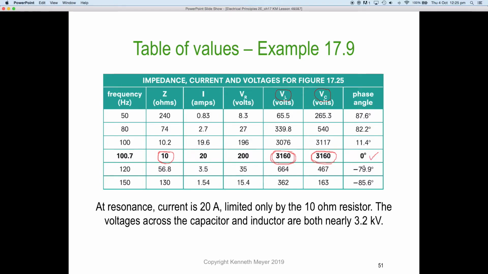So at resonance, the current got up to 20 amps, the maximum current that could flow through a 10 ohm resistor. That's the only thing that was restricting the current. And the voltages across the capacitor and the inductor are both this whopping 3.2 kV. So capacitors will break down, inductors will break down. You'll have all kinds of insulation problems.